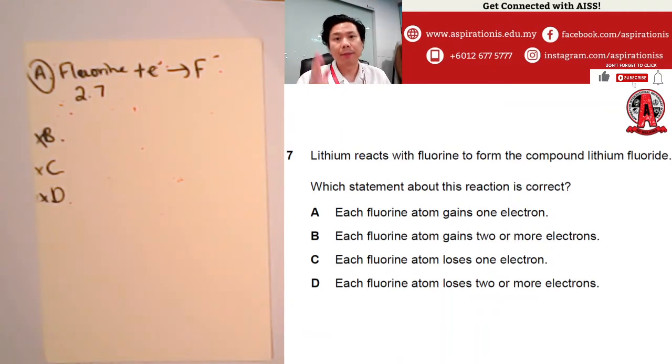Alright? So remember, you will have the periodic table with you. So you can get the electronic configuration from there to see the number of electrons a particular atom is going to donate or accept in an ionic exchange. So metals lose electrons, non-metal atoms gain electrons. So the answer to this question is A.